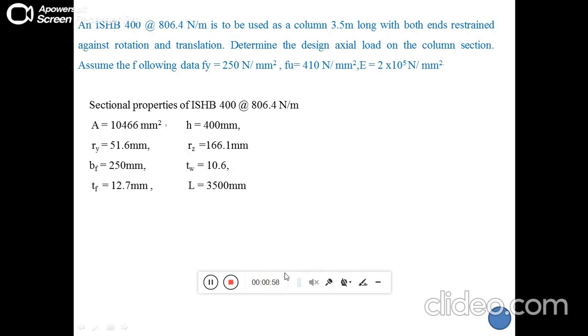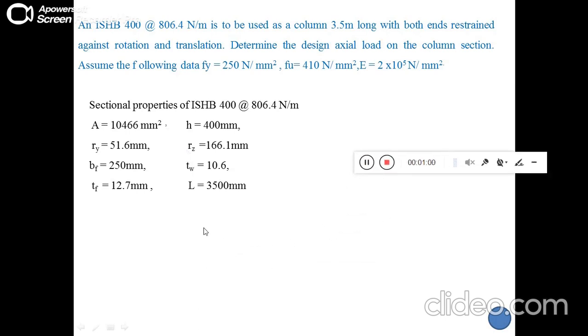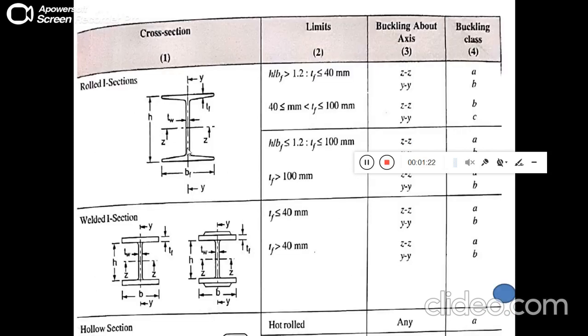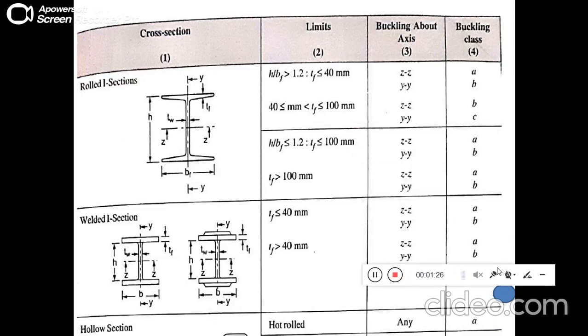So now the formula for determining the axial compressive load is given as PD is equal to AC into FCD. This formula is taken from the code book IS 800. Soon after we get the question, we have a table in the code book from which we will determine the buckling class of the members. So now in the problem we are having I section.